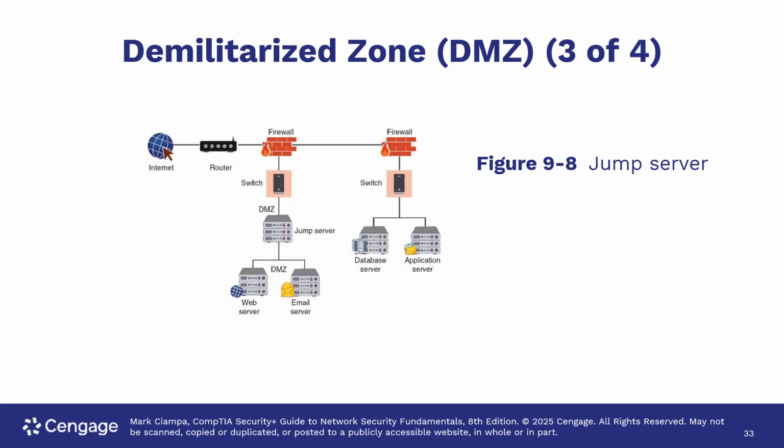Okay, here's an example of what's called a jump server. You have your DMZ here on the left, in the middle, after the switch and before the web server and the email server. And on the right side you have a database server and the application server, but no jump server.